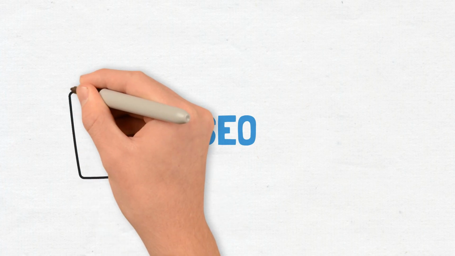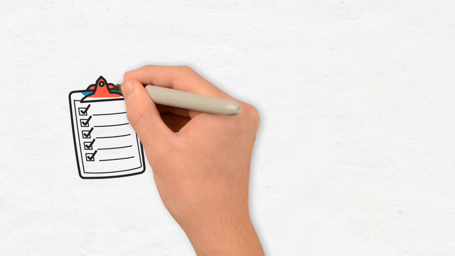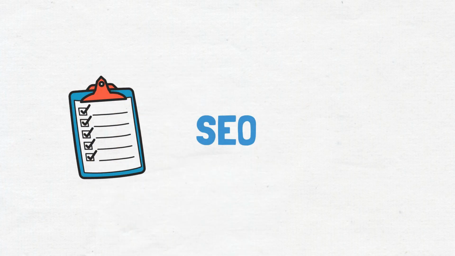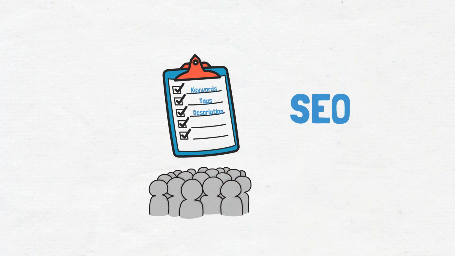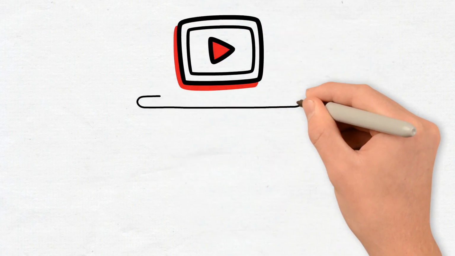Optimizing your YouTube videos for search results is not unlike search engine optimization for other types of content. You need the right keywords, tags, and descriptions to grow your YouTube audience. First, make sure the titles of your videos include your keyword.